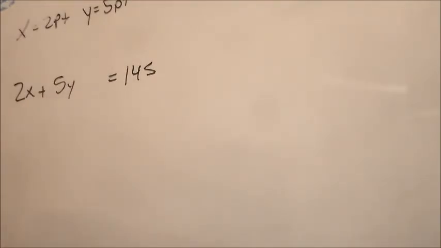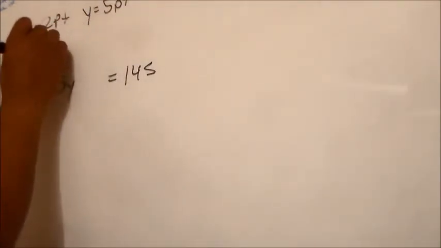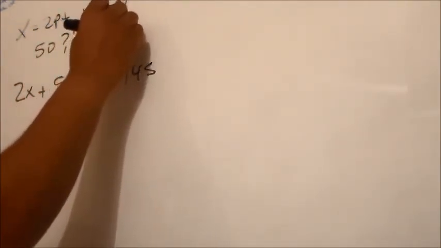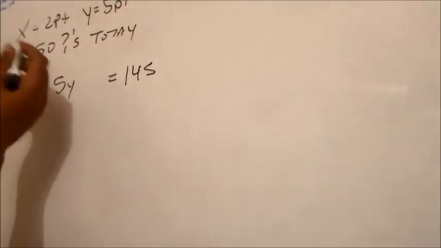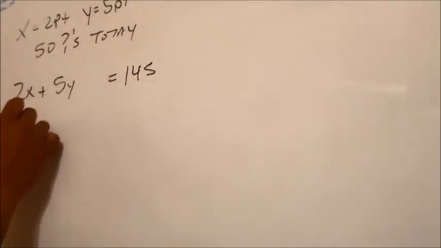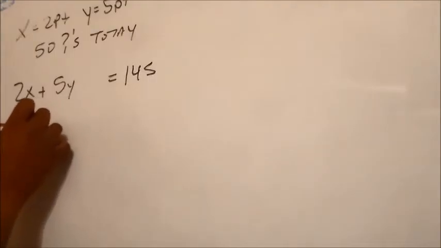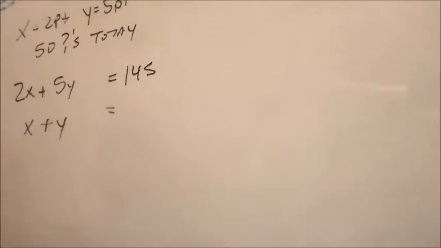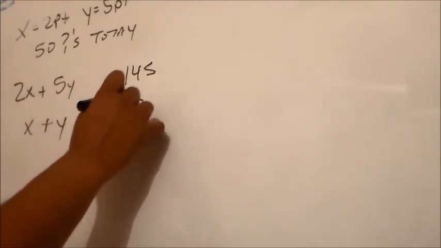And then our second equation is for the total number of questions. Well, there's 50 questions total. And I should have put that there. 50 questions total. So the 50 questions is going to be a combination of 2-point and 5-point questions. And then that's going to be 50 questions.